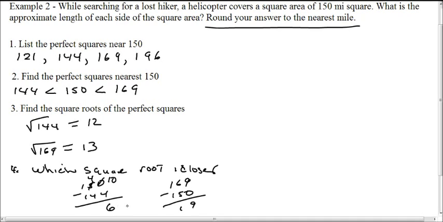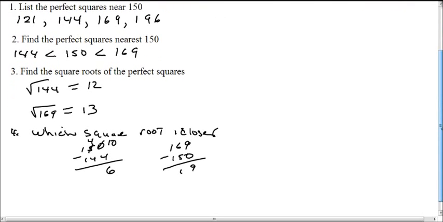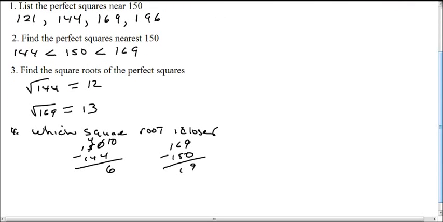So I'm knowing that 150 is closer to 144 than it is to 169, and that tells me, now remember what it says, round to the nearest mile. It says to the nearest mile. So my fifth thing that I see here, rounding to the nearest mile, is that I'm going to be closer to 12. So I'm not going to round up to 13. I'm going to round back down and say each side is about 12 miles.